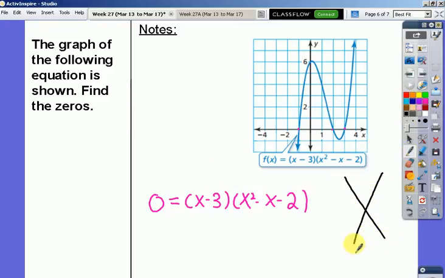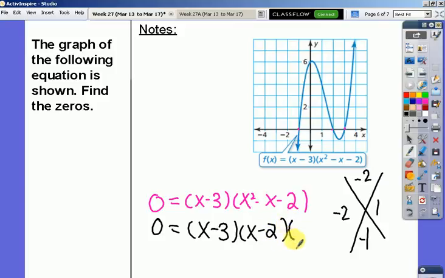Let me see if I can. So I have negative 2 on top, and I have negative 1 on the bottom. What multiplies to be negative 2 and adds to be negative 1? 2 and negative 2? Thank you. So, 0 equals x minus 3, x minus 2, x plus 1. So what are the roots? 3, 2, and negative 1.